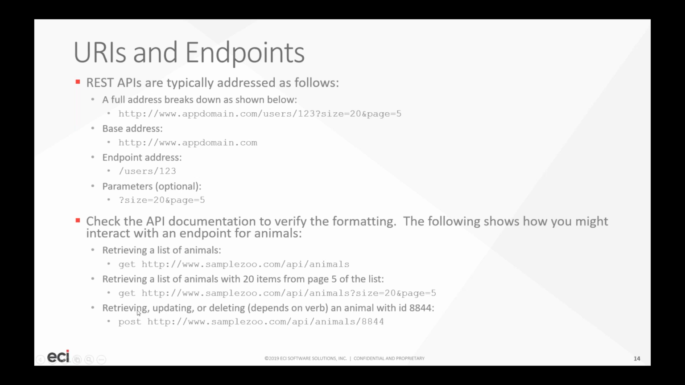And then retrieving, updating, and deleting, which of those you're doing will depend on the verb. We'll look at that in a moment. But in this case, let's say we do a post, and then here we see we passed in an item ID of 8844. So this would indicate that we're updating an animal with ID 8844. So just a quick look at that.